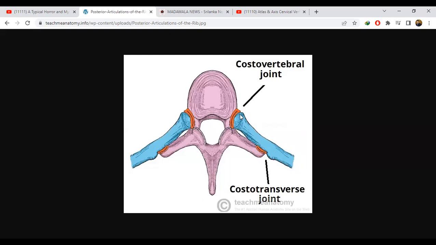Okay, the ribs, two parts. Actually, this point of the rib is called head, and this point of the rib is called tubercle. So head is articulating with the facet in the body. Tubercle is articulating with the facet in the transverse process. Clear?